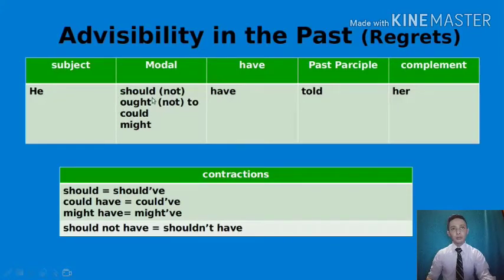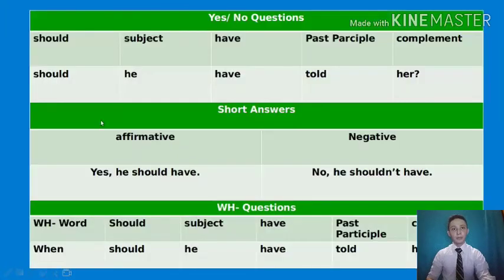He ought to, or ought not to, have told her. He could have told her. She might have told her that. We can use all the possibilities, as I already said, and we can also use the contractions here to make it shorter. Let's move to the next slide.